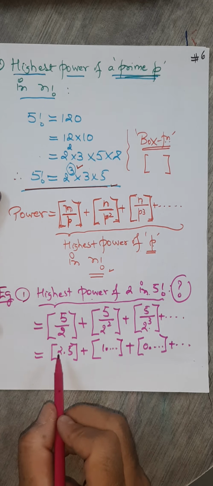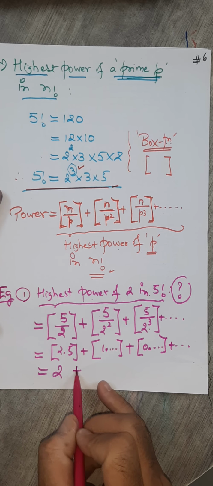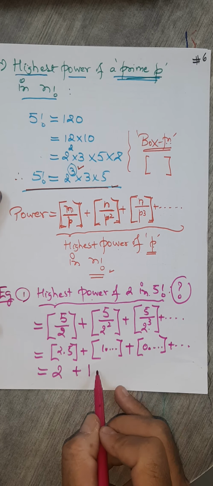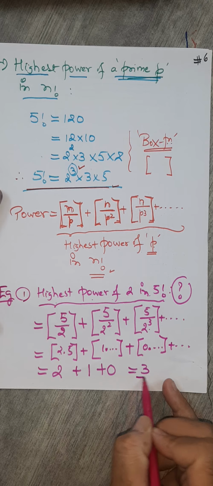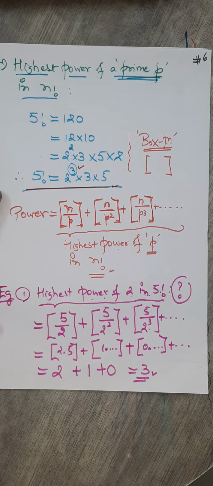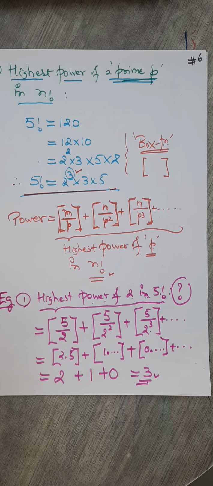Clear? Now what is box of 2.5? Only the integer, that is 2. What is box of 1 point something? Only the integer, 1. What is box of 0 point something? 0. Everything ahead will be 0. See what the answer is? 3. Highest power of 2 in 5 factorial is 3. Got it? Understood? Clear? I hope now you are clear with this.